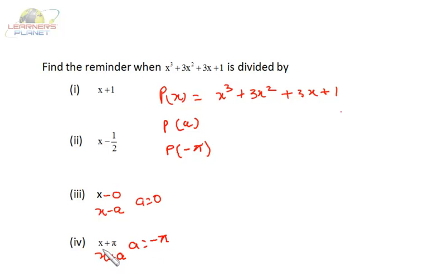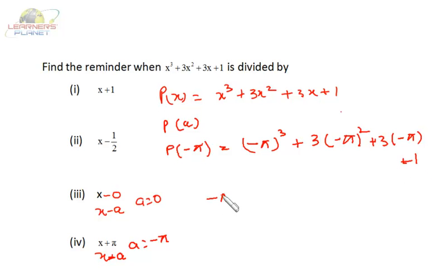This way you can calculate the value of a by both methods. You can write x plus pi as 0 and get the value of x, or you compare x plus pi with x minus a and get the value of a. So we have to calculate the value of p of minus pi. Put the value of x as minus pi. So it's minus pi cube plus 3 into minus pi square plus 3 into minus pi plus 1.